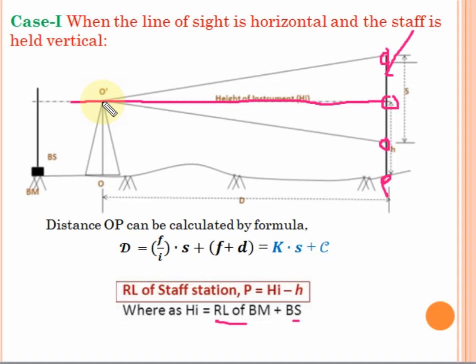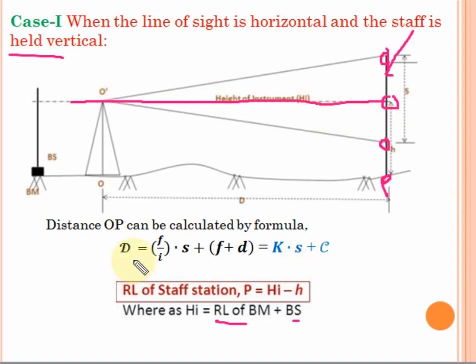Knowing the formula, we already know the formula when the line of sight is horizontal and the staff is held vertical. The staff is always kept vertical, it is not inclined, because in your syllabus the staff is not kept inclined, only the staff is kept in vertical position. Only the line of sight may be horizontal or inclined. So here the line of sight is horizontal.